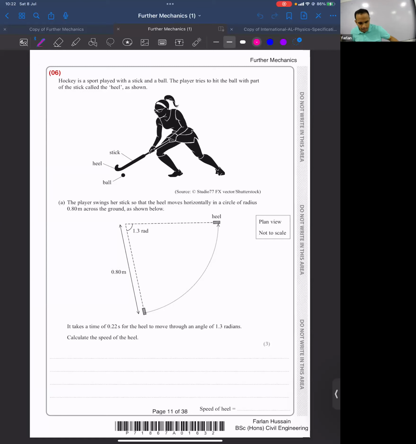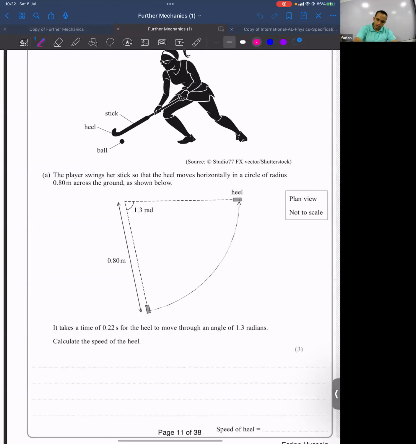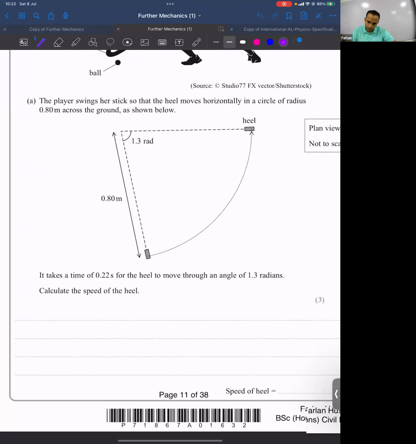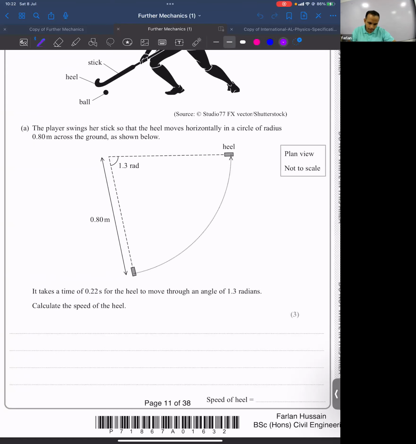Right, okay. The player swings her stick so that the heel moves horizontally in a circle of radius 0.8 meters across the ground. It takes a time of 0.22 seconds for the heel to move through an angle of 1.3 radians. Calculate the speed of the heel.